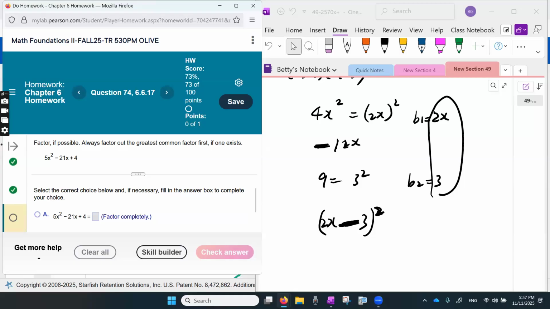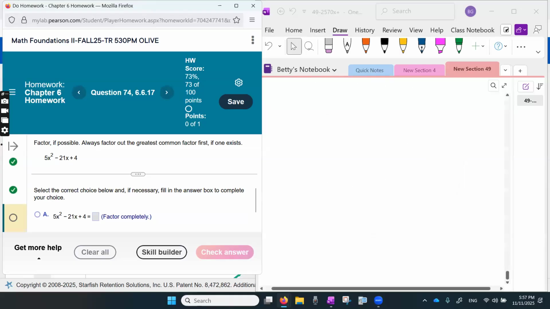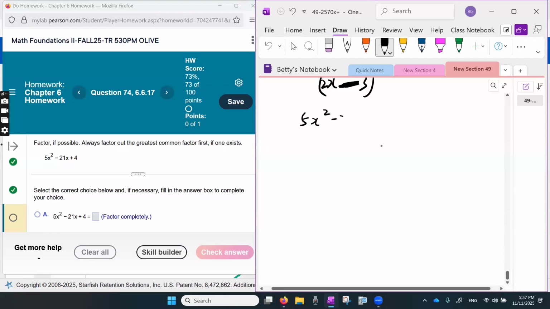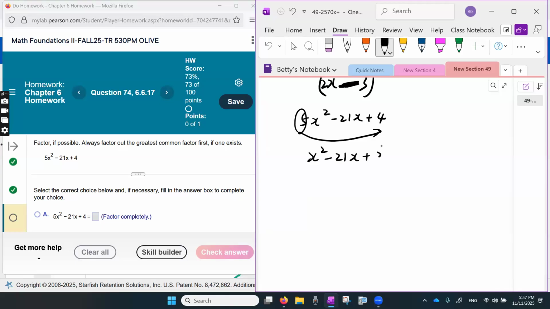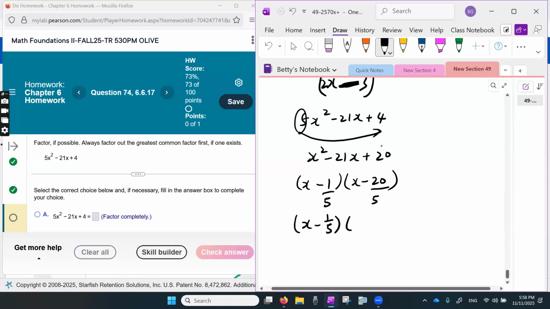Okay, so this one, we would have to use the slide divide slide method. Yeah, as you can see, those questions are mixed together. 5x squared minus 21x plus 4, slide. x squared minus 21x plus 20. I hope you see the two integers must both be negative, right? Negative 1, negative 20 multiplied to positive 20, add up to negative 21. Divide two integers by the leading coefficient 5. Simplify: x minus 1/5, x minus 4. 20 divided by 5 is 4. Slide back, 5x minus 1 times x minus 4. And that's the final answer.